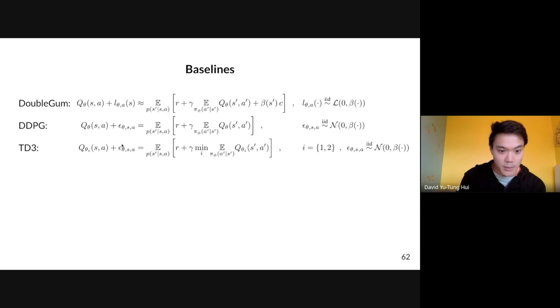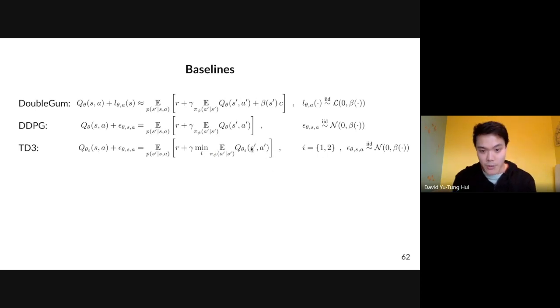There's also TD3, which is a modification of DDPG. And the way it modifies DDPG is by training an ensemble of networks. So here it has 2 Q networks subscripted by i. And the way it computes its target is by taking the minimum value per sample of the Q target network.